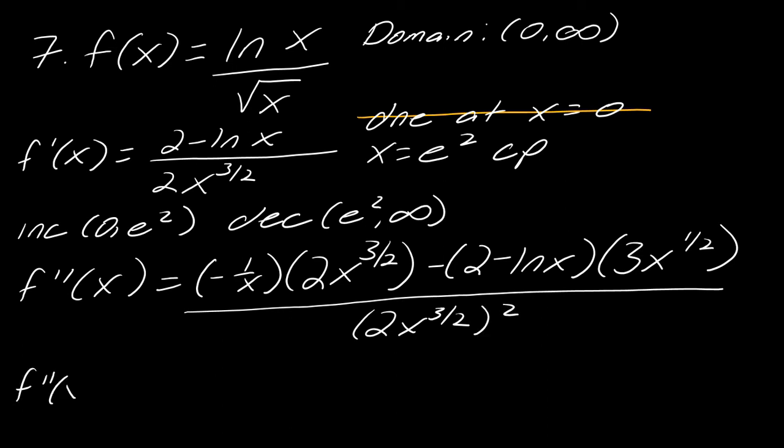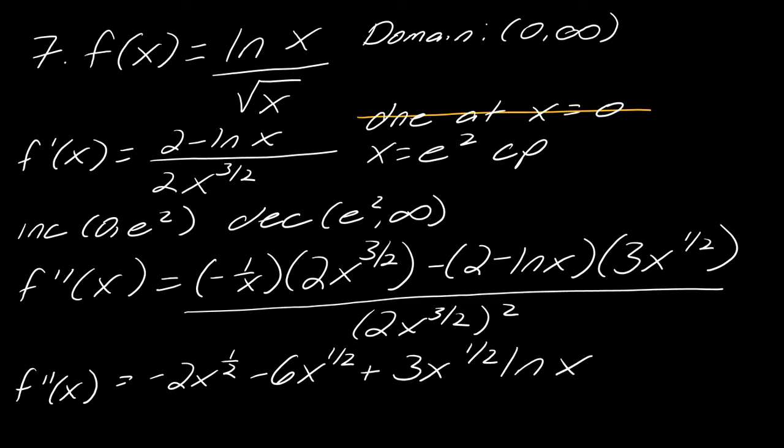So now if I simplify this, let's see, what do I get? I will get negative 2x to the 1/2 minus 6x to the 1/2 plus 3x to the 1/2 times the natural log of x, all of that over 4x to the third.